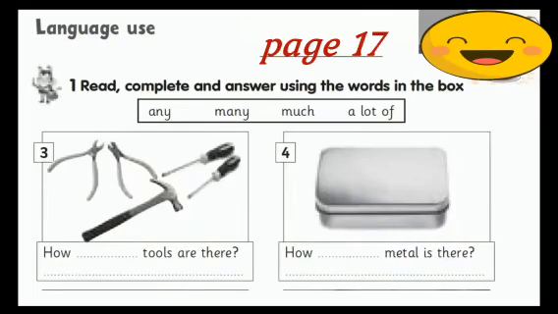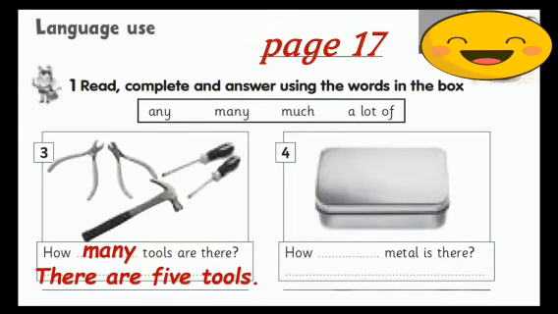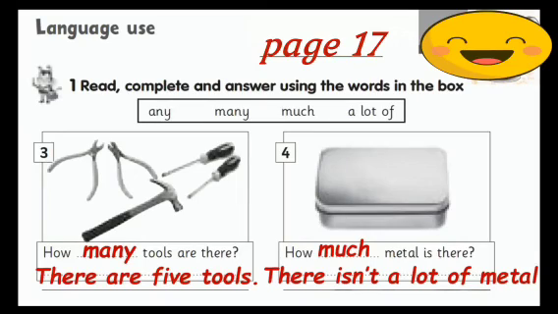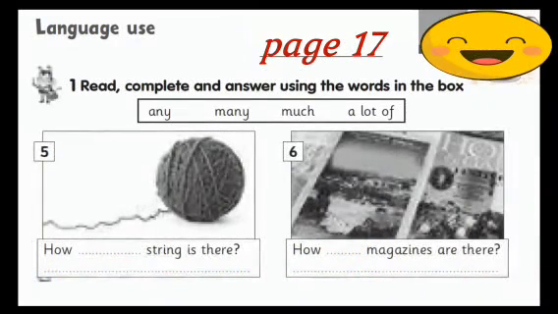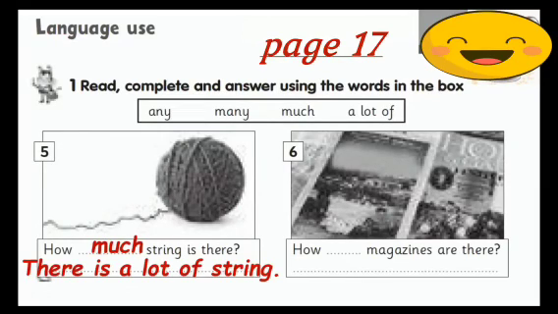Okay, number 3, how? Here we have tools. So countable or uncountable? Yeah, so how many tools are there? There are 5 tools. Great. The next one, number 4, how? We have metal. Uncountable. So how much metal is there? What is the answer? There isn't a lot of metal. Great. Number 5, how? String. So string is uncountable. So how much string is there? There is a lot of string.